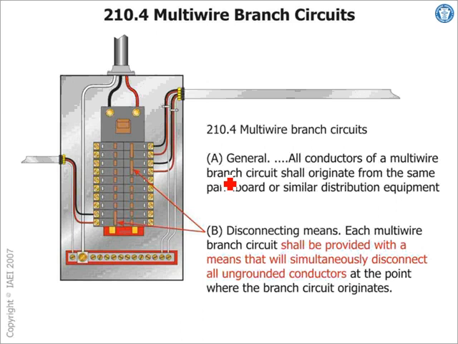Do you guys remember that? I think it came in 2005, not 2008 though. Anybody remember when it came to be? I think you have to put a marking on the neutral too. Identify the end of it as a multi-wire neutral. All conductors of a multi-wire branch circuit shall originate from the same panel board or similar distribution equipment, and have to be identified at the point where the branch circuit originates, and you have to identify with the panel.